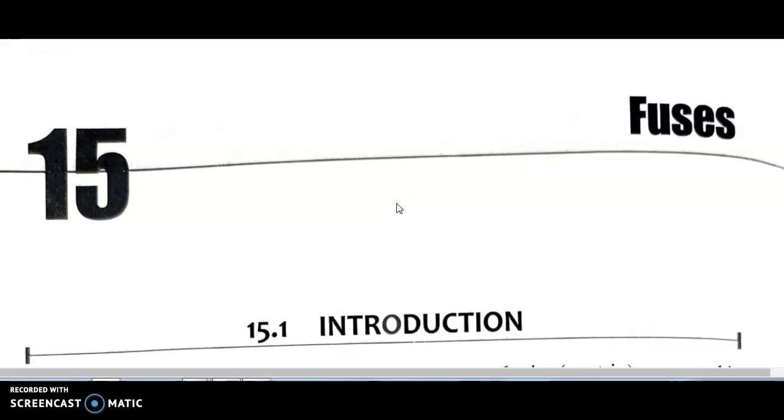It is a very small piece of thin metal wire, or it may be a strip, connected in between two terminals mounted on an insulated base, and forms the weakest link in series with the circuit. So we call it a fuse. A very cheap, simple and the oldest protective device.